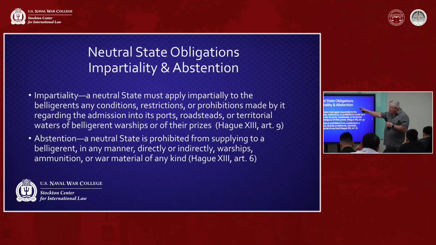The main obligations of the neutral are impartiality. So they have to apply impartially all conditions, restrictions, or prohibitions to all the belligerents equally. And with regards to abstention, unless you buy into the concept of qualified neutrality, the neutral state is prohibited from supplying a belligerent, directly or indirectly, any type of war-related material, munitions, and things of that nature.